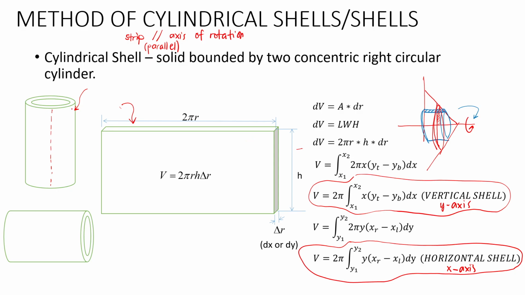So in solving the volume, for us to better understand this portion, this will be the vertical strip rotated about the y-axis. This will be the differential area. So this will be dx. On the other side, this will be dy.